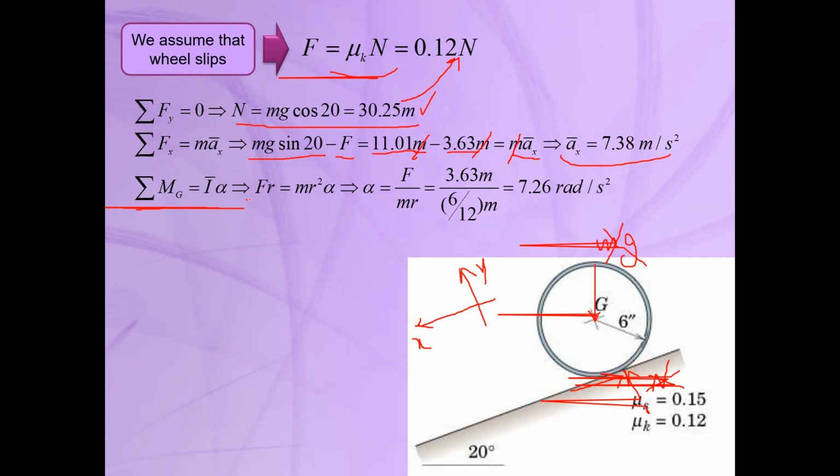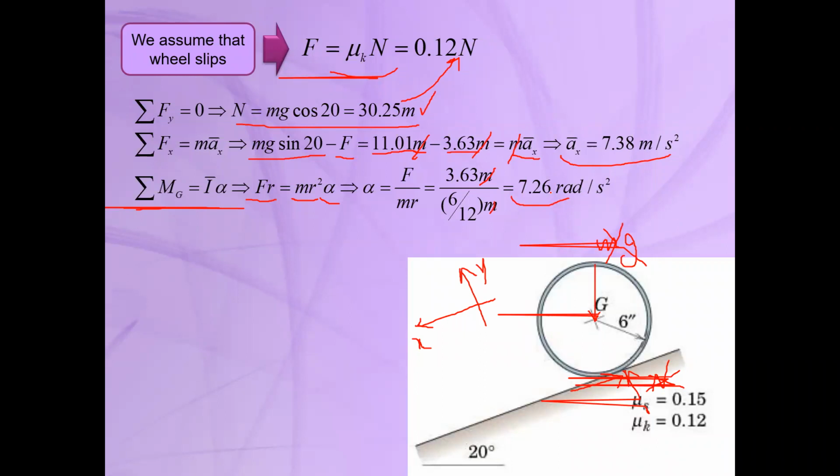So only the friction force will create some moment about the mass center, and it's equal to F times R. We calculate the F, and it must be equal to the mass moment of inertia about the mass center times alpha. We know that F is equal to 0.12 times N, which N is 30.25 m. Now you can substitute again, the m will be cancelled out, and you can obtain that alpha is equal to 7.26 radian per second square.